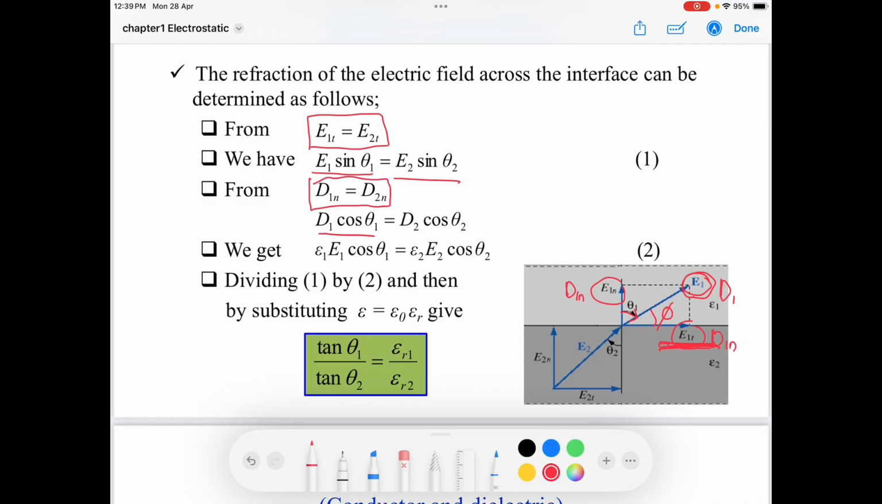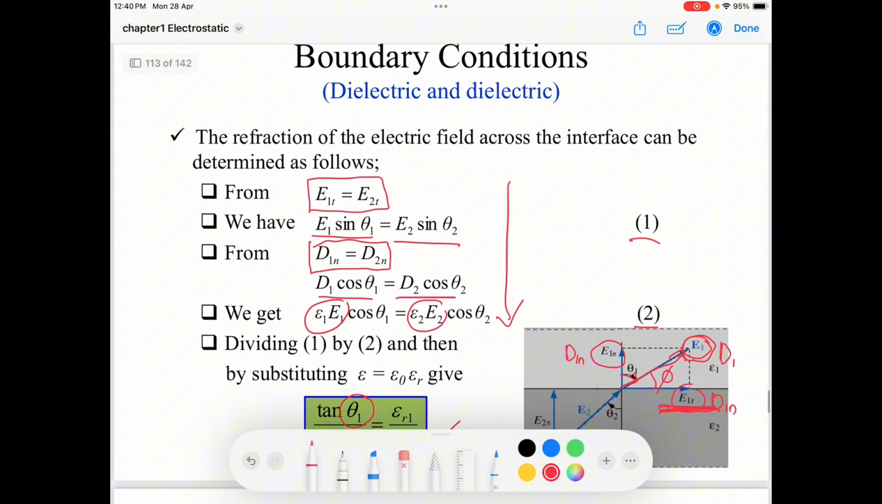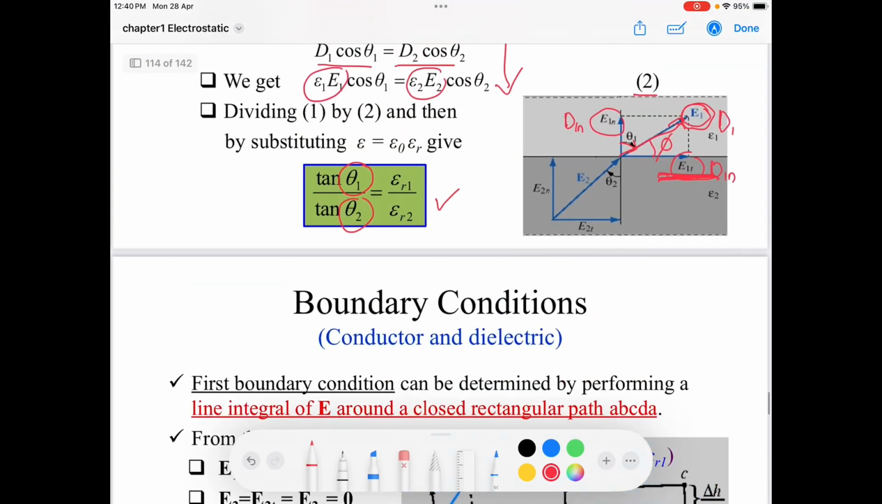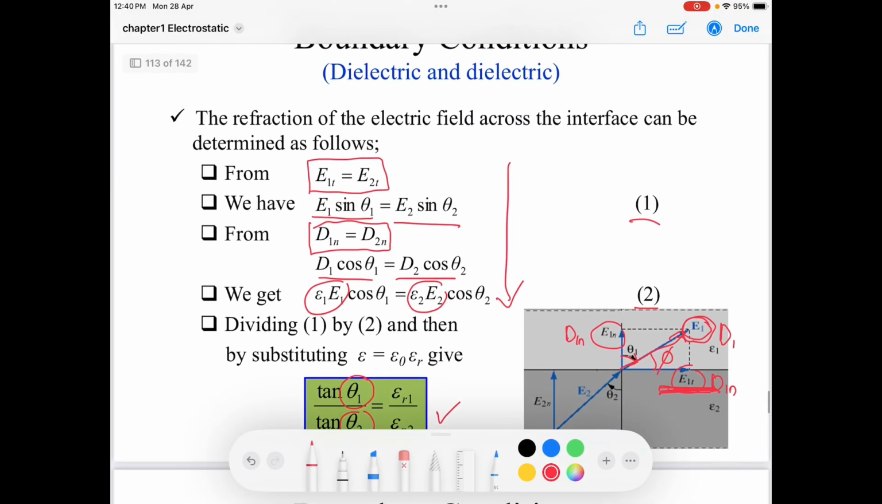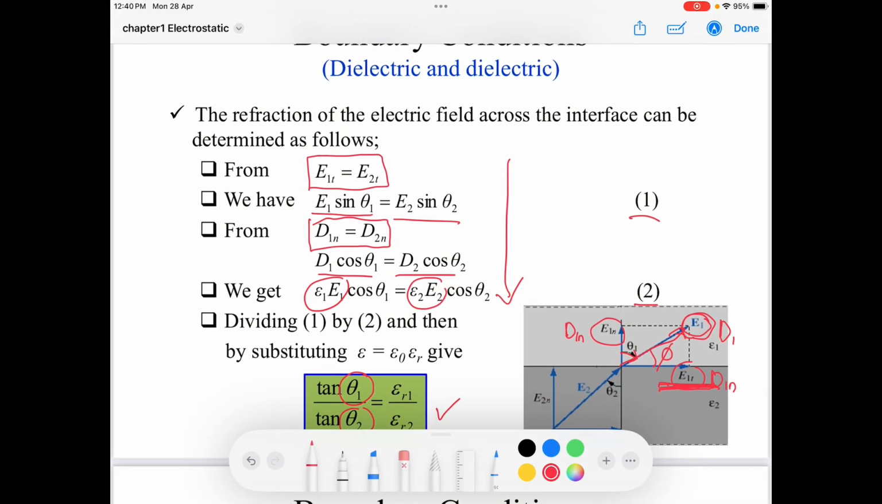You can also apply this trigonometry formula and relate it with epsilon E. When you continue to simplify everything, dividing 1 by 2, you can get this. So these are the angles of the electric field with the interface. You can always apply this formula. So this is the basics about the boundary conditions. In our coming class, we will try an exercise, then you will know how to apply these boundary conditions.